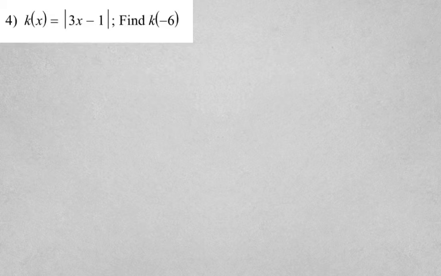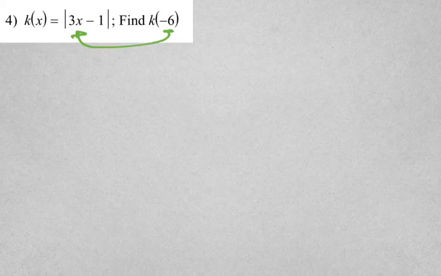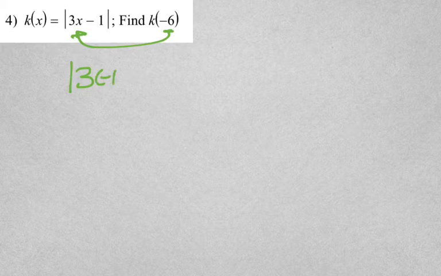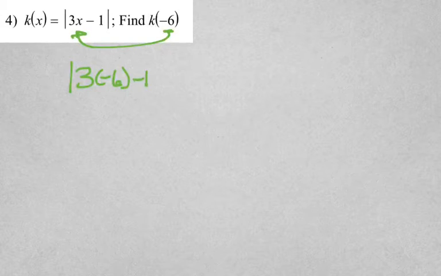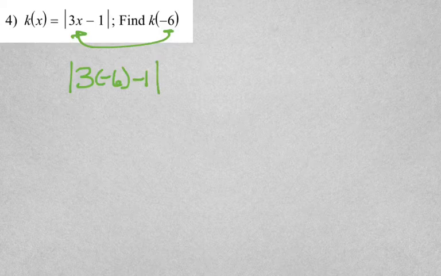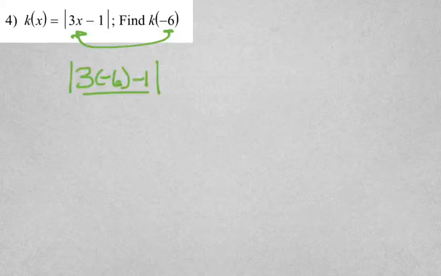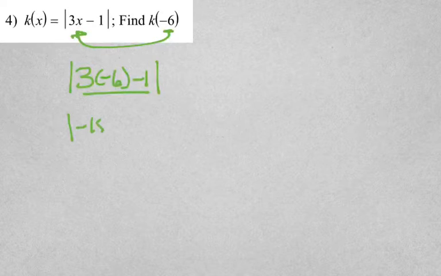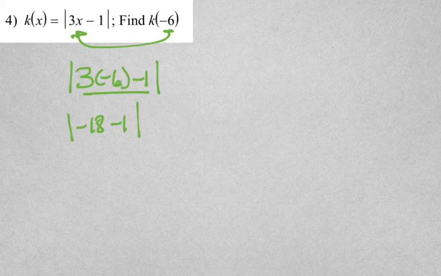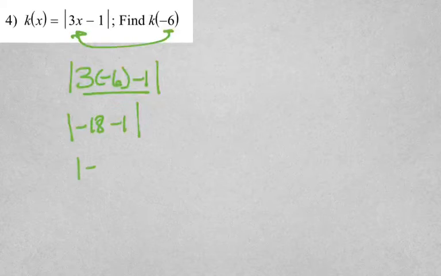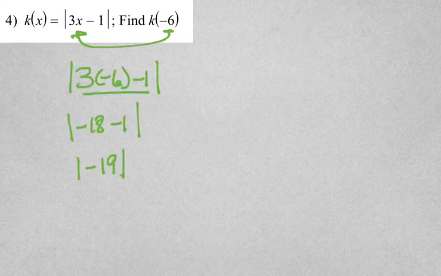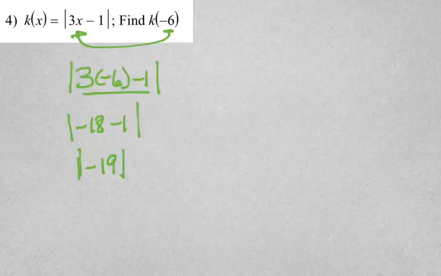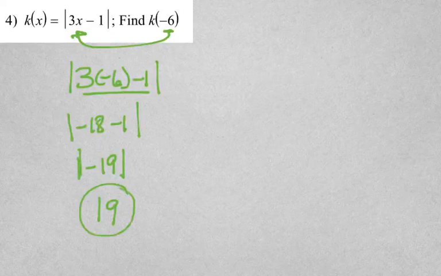This next one, we're actually going to plug in a negative 6 into the absolute value. So 3 times negative 6 minus 1. So this time I have to do everything that's in the absolute value before I can take it. So negative 3 times 6 is negative 18 minus 1. And negative 18 minus 1 is negative 19. Now I can take the absolute value, and that gives me a positive 19. That's the answer.